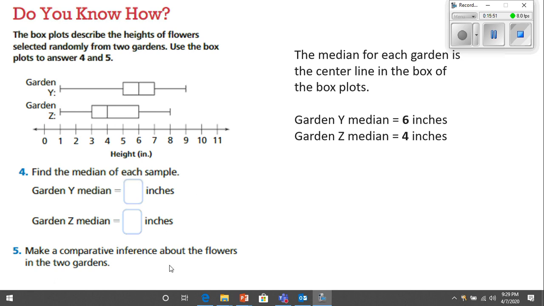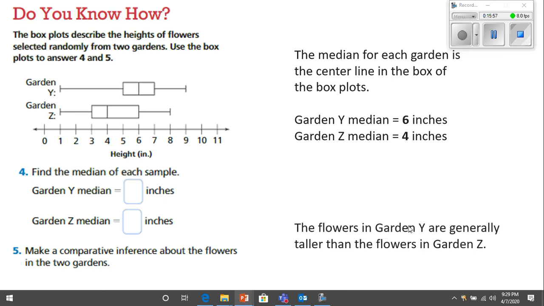Make a comparative inference about the flowers in the 2 gardens. Well, that's pretty easy. The flowers in garden Y are generally taller than the flowers in garden Z.